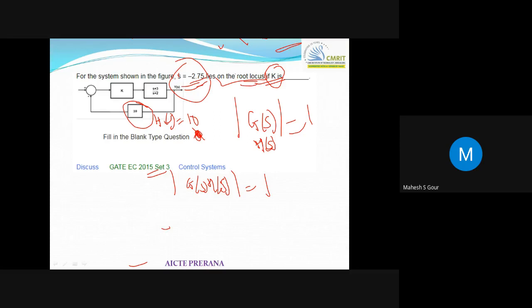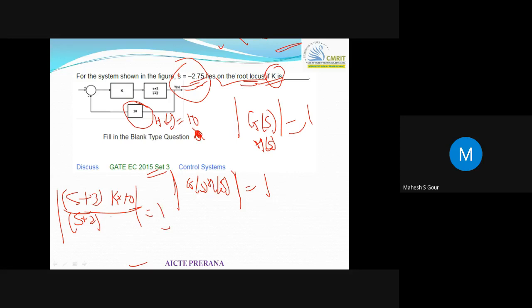Uday, Tushar. So can it be negative? No, it is mod. How can it be negative? Is it 1 by 9? Not 1 by 9. Why is it so tough? What is your G of s? It will be s plus 3, correct? s plus 3 divided by s plus 2, into K into 10. Right? Sorry, sir. I copied the question wrong. I took s plus 3 in the denominator.